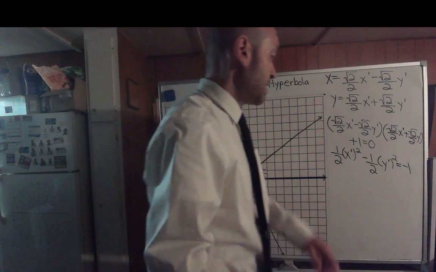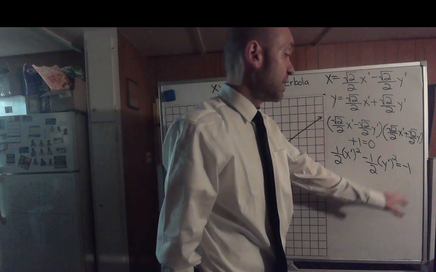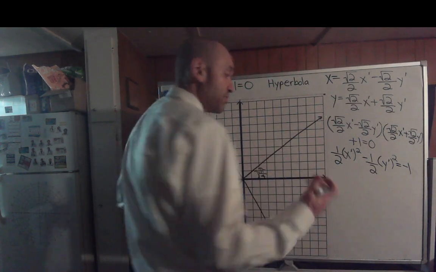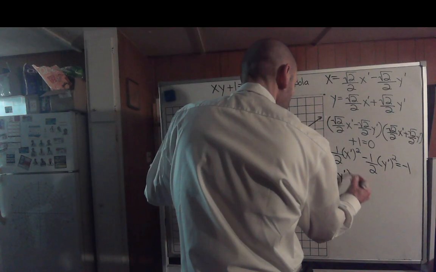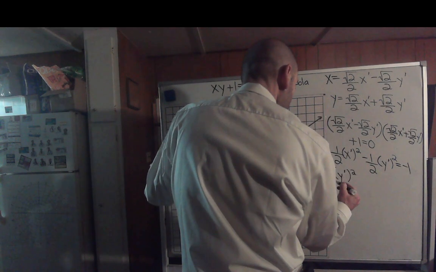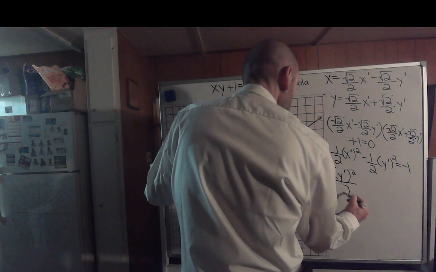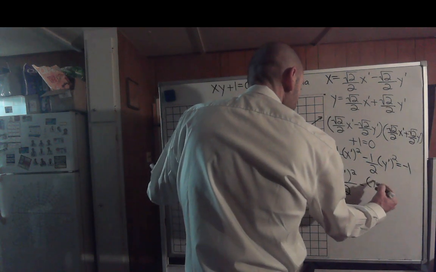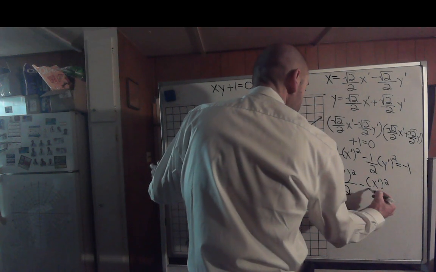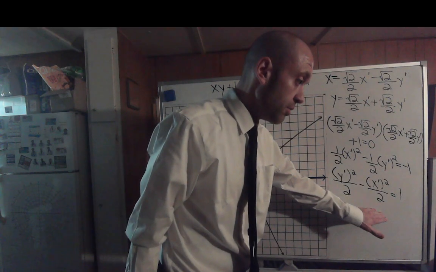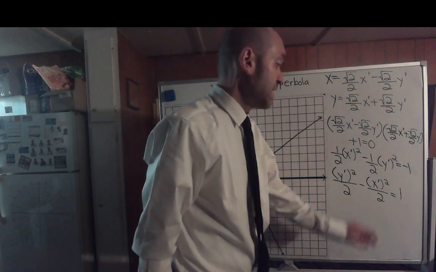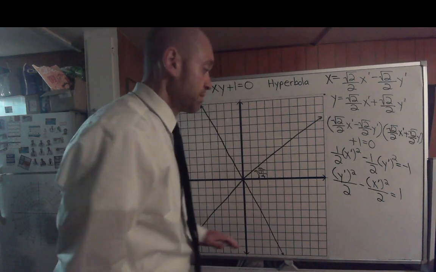So for your final result, of course, we can see we're going to have a hyperbola. This will actually end up being a hyperbola, but the right hand side in a hyperbola needs to equal 1. So divide everything through by -1. You'll end up getting y prime squared over 2 minus x prime squared over 2 equals 1. So there's an equation for the hyperbola in standard form in the x prime y prime coordinate plane.